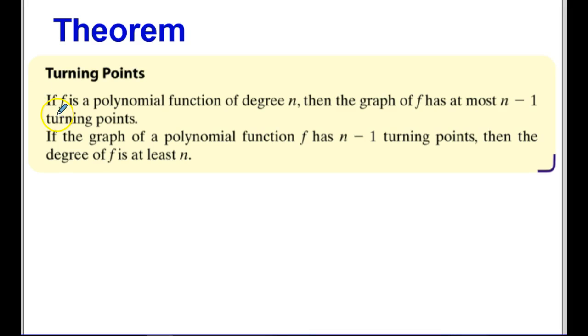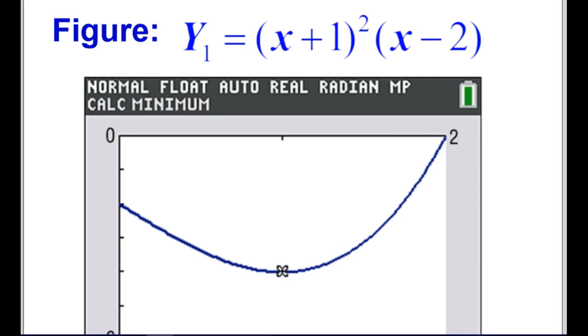If f is a polynomial of degree n, and we're always dealing with degree n, then our graph has at most n minus 1 turning points. We'll look at what this looks like in the graph because that helps. And on the flip side, if the graph has n minus 1 turning points, then the degree is at least n. Let's look at what this looks like.